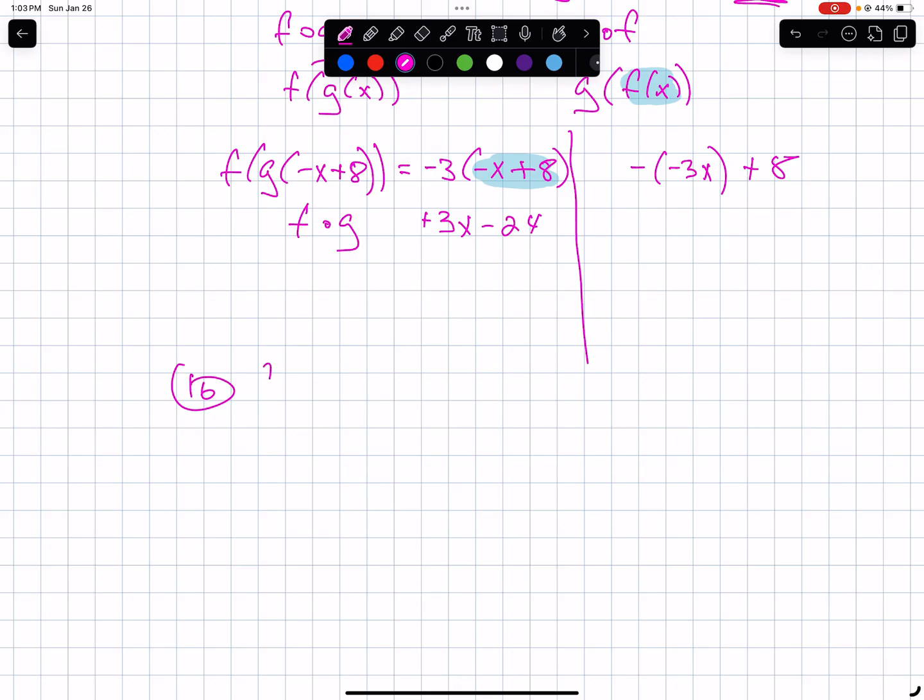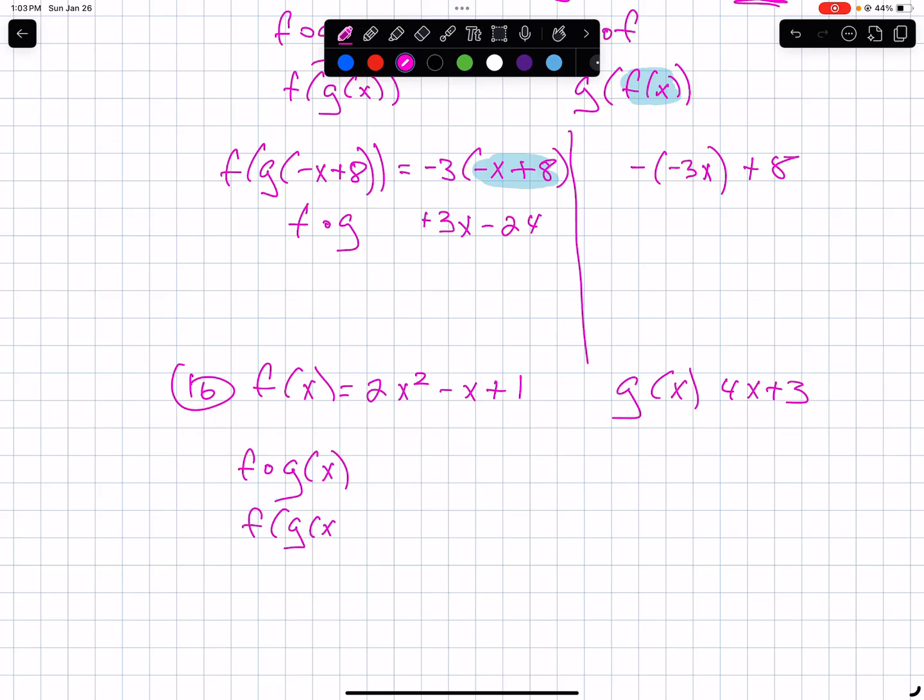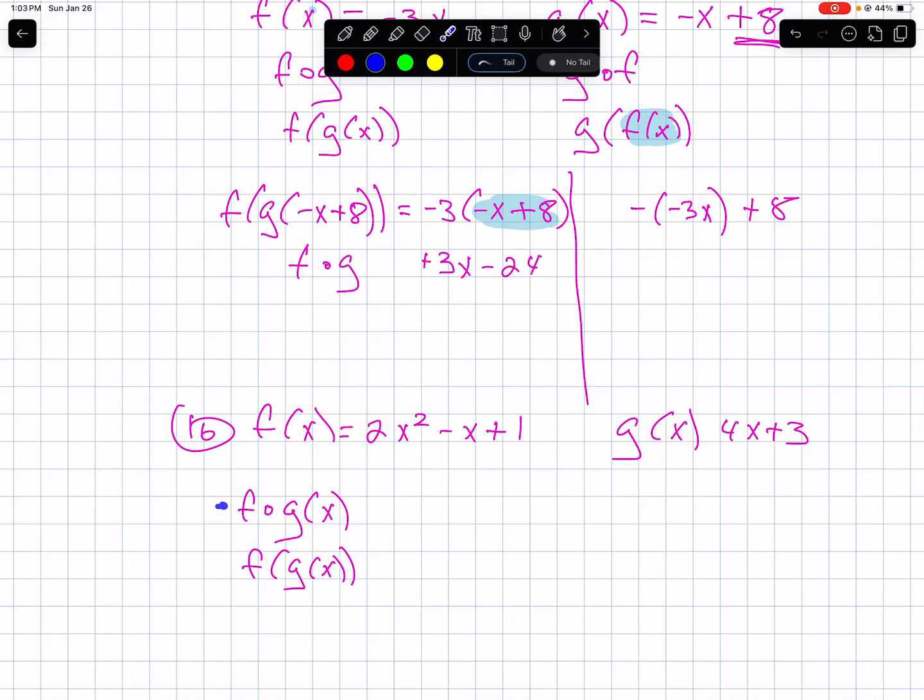So 16, f of x equals 2x squared minus x plus 1. And then g of x equals 4x plus 3. So if we do f of g of x like that, again, I really like writing it like this. Do either one of these make more sense to you, writing it like this or writing it like that? Probably like that. Right? Because we can all see that we just plug g into f. Yeah, that's why I like it better too. But it's weird because kids will fight me on that.